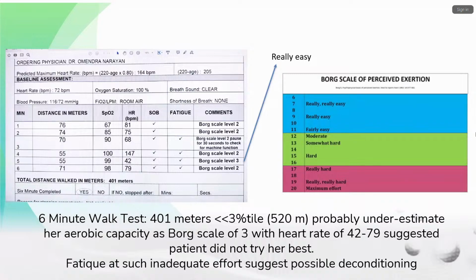However, her perceived exertion remained very low on the Borg scale, and her heart rate response was blunted. Putting this all together, this suggested deconditioning rather than any cardiopulmonary limitation. This was an important finding as it showed that there was a need for rehabilitation rather than escalation of respiratory support.